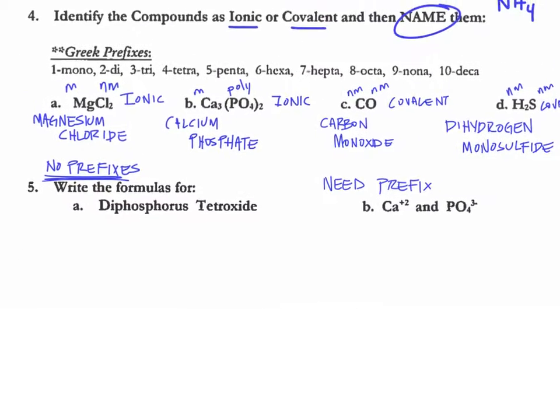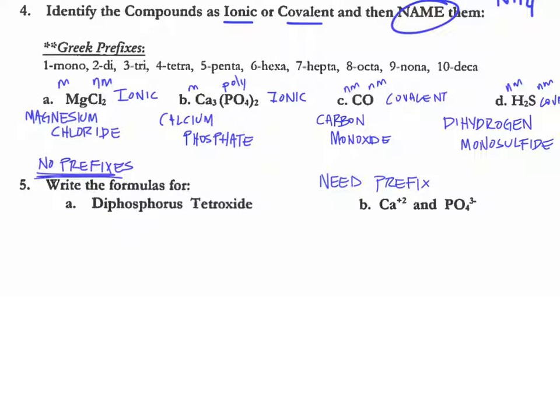And the last two on this page, I'm given the name and I need to write the formula. Okay, so my first name is diphosphorus tetroxide. I can see prefixes, I can hear the prefixes. That automatically tells me that this is a covalent compound.